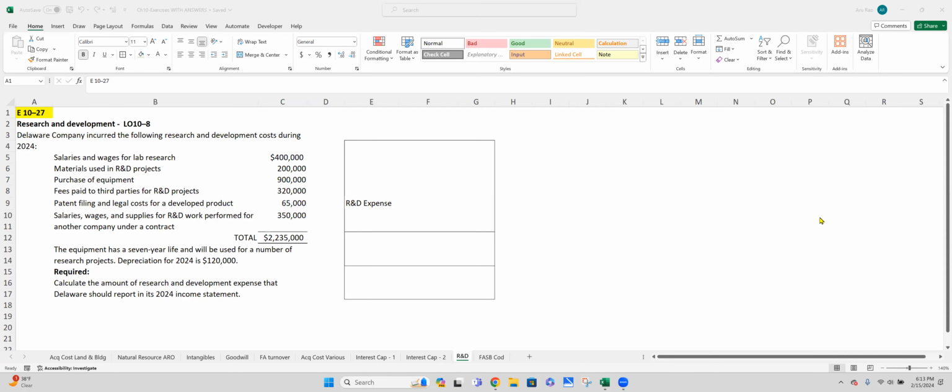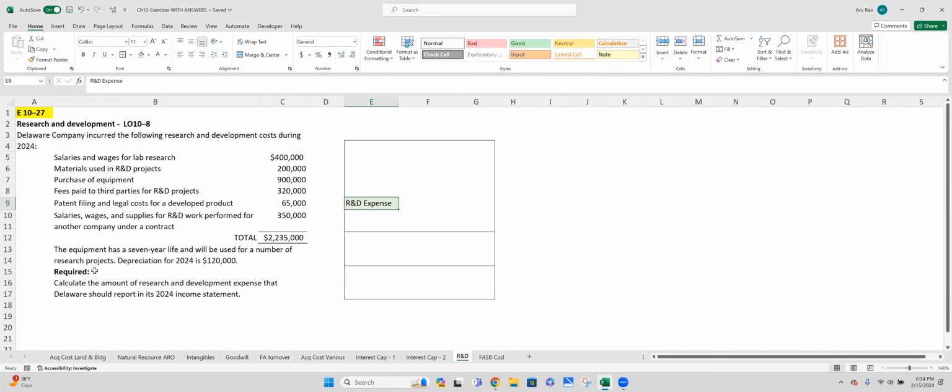Good afternoon. Let's take a look at an exercise in which we have to decide whether certain expenditures are expensed or capitalized. So here we have Delaware Company that incurred the following R&D costs during 2024. What we are required to do in this exercise is calculate the amount of R&D expense that Delaware should report in its 2024 income statement. So my goal over here is to calculate the R&D expense.